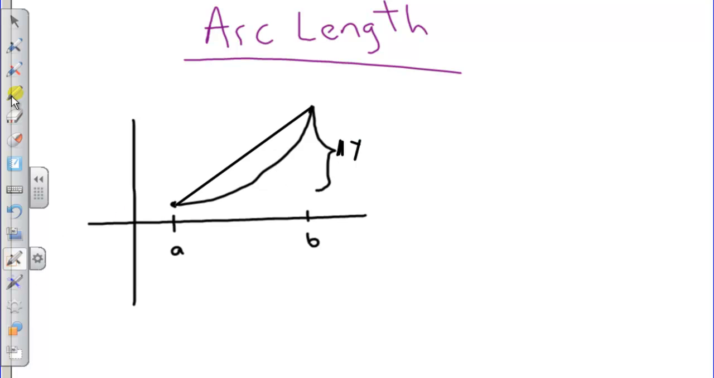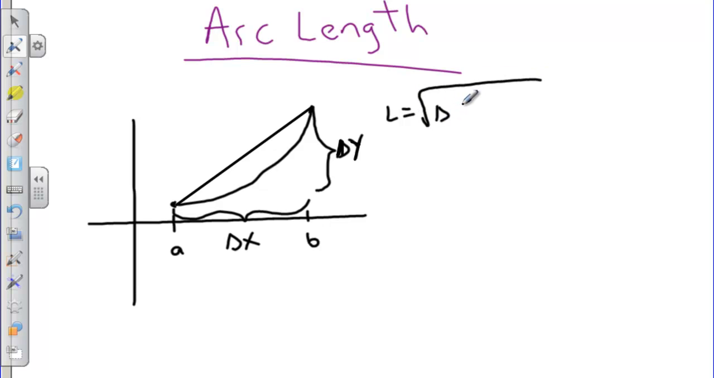Oh, I don't want to have that marker there. I want to have this one. Sorry. We could find out our change in y, and then our change in x, and we could just use the Pythagorean theorem here. The length of that curve would be the square root of my change in x squared plus the change in y squared, just the Pythagorean theorem. And of course this is too short. That is an under approximation.